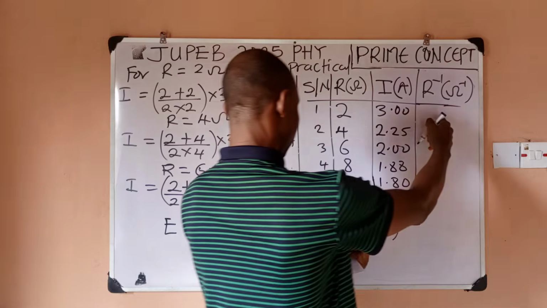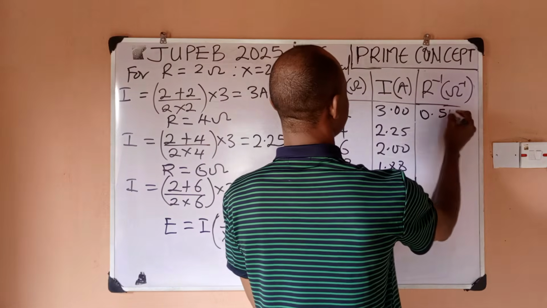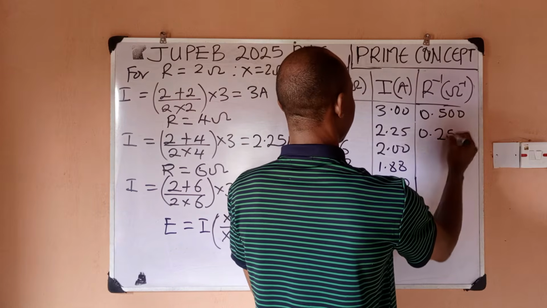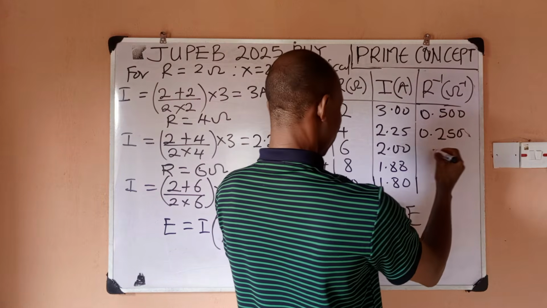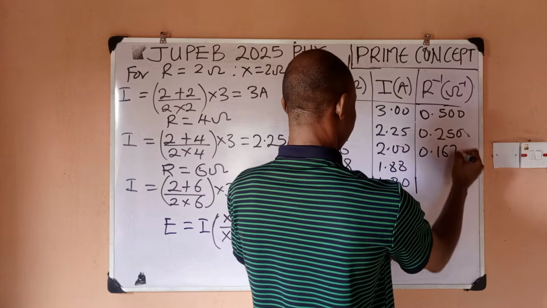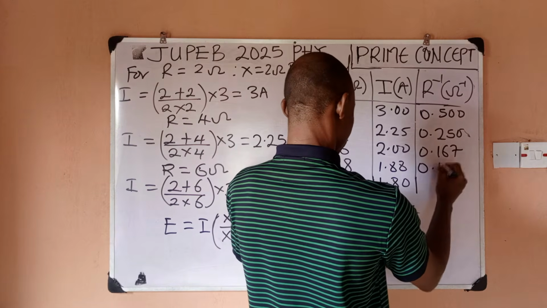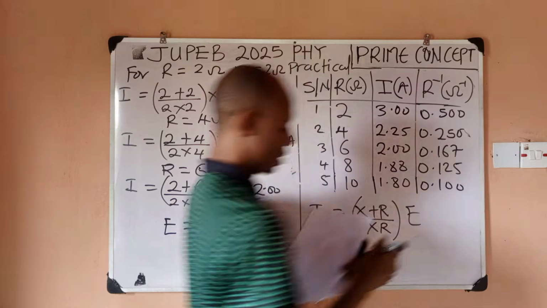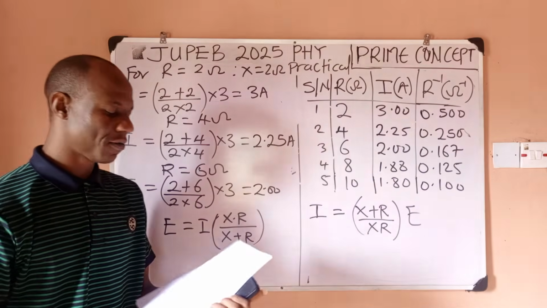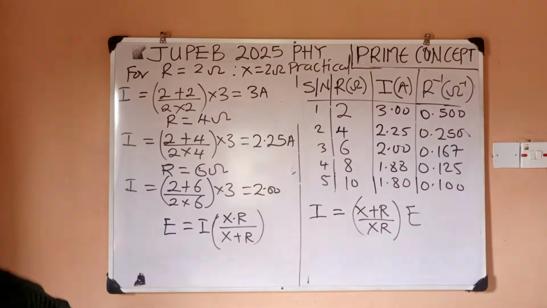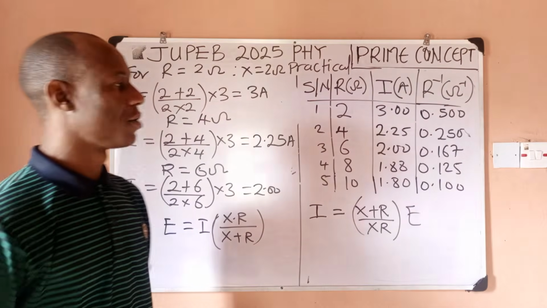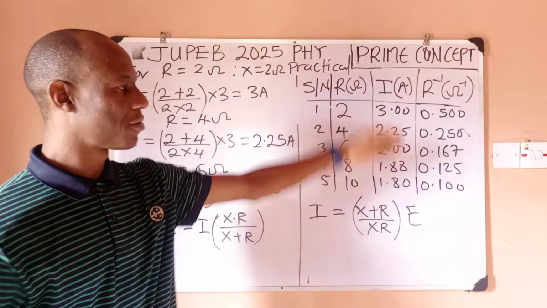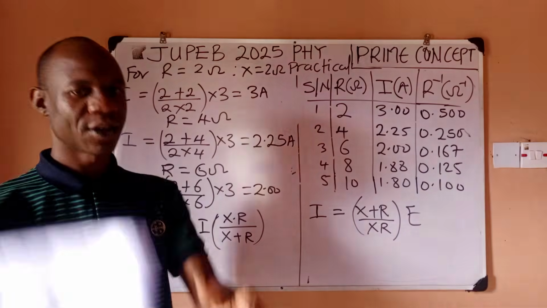Now, for our inverse, we have 0.500, 3 place of decimal. 0.250, 0.167, 0.125, and then 0.100. So this is what our table of value would look like. So this is what our table of value for this particular experiment would look like, right? So if you got values like this, you are correct.